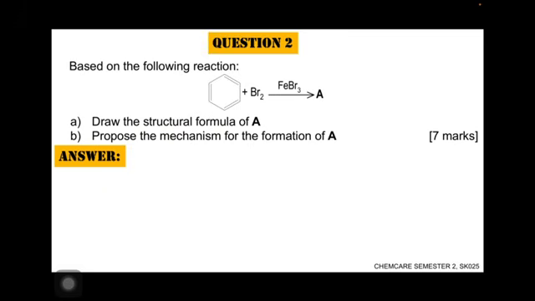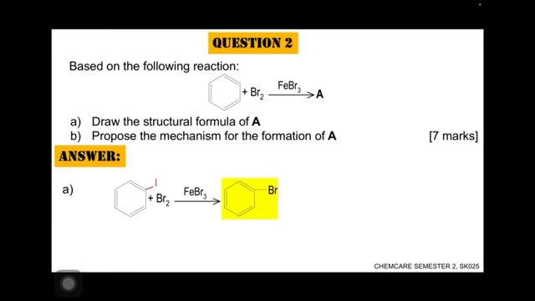Okay. Question number 2. Based on the following reaction, given to you is halogenation. So the presence of bromine and the Lewis acid catalyst FeBr3 will produce A. Question A: draw the structural formula of A and then propose the mechanism for the formation of A. So we give the product for A. A will produce the bromobenzene.